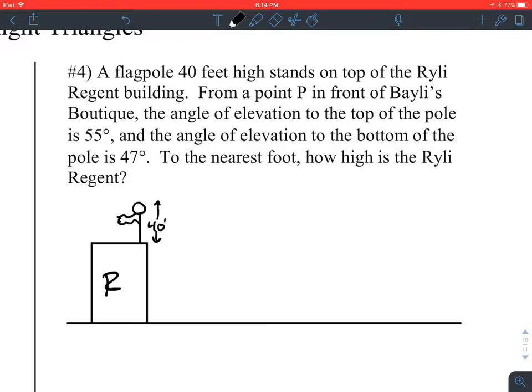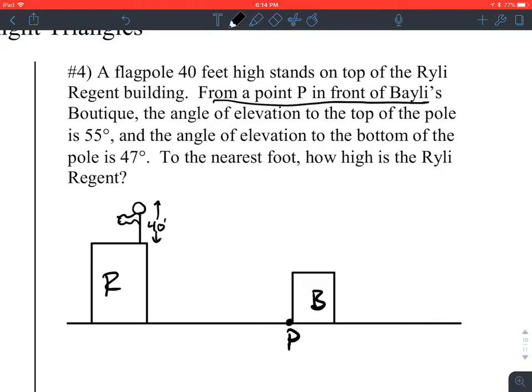From a point P in front of Bailey's Boutique. Well, I don't know if Bailey's Boutique is taller or smaller than Riley's Regent store. I'll just put a B here. I could make it taller or shorter. At this point, I don't know. But I do know there's a point right in front of it called P.